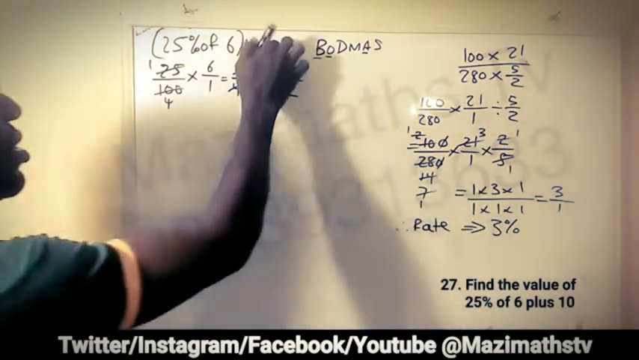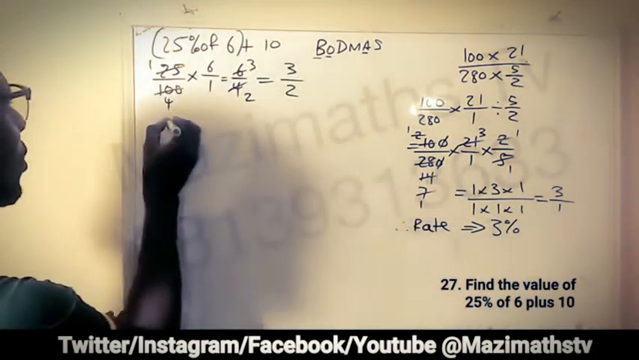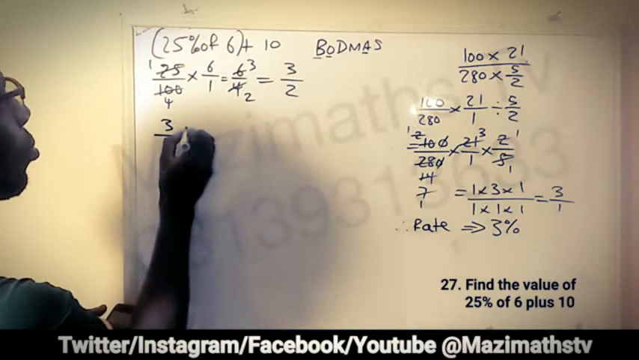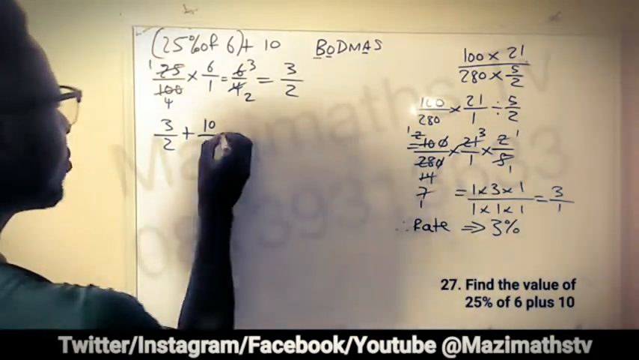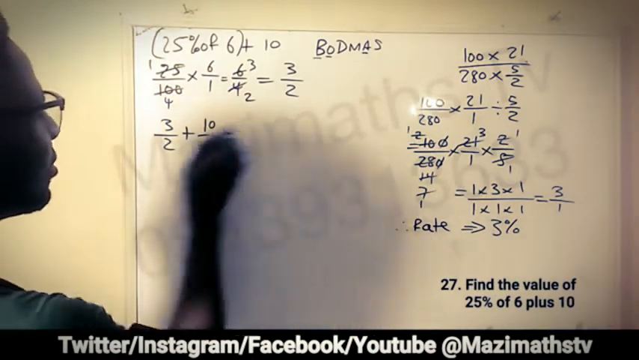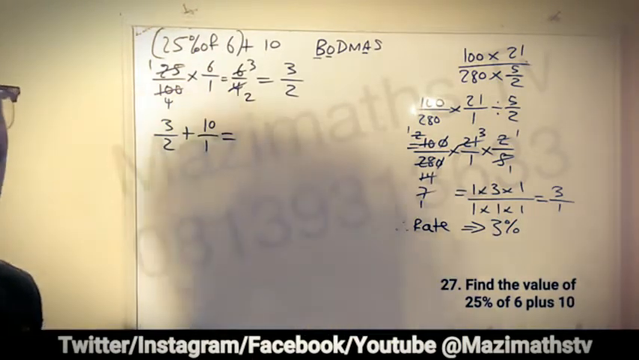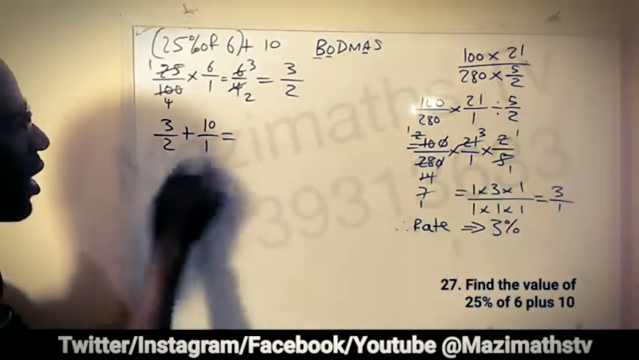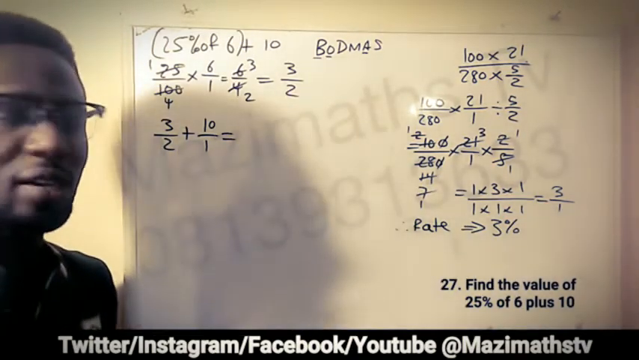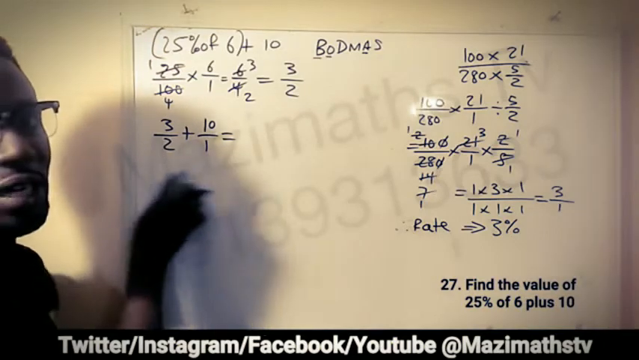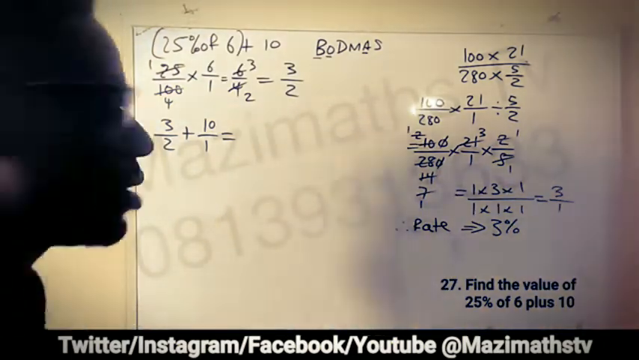Now let's add our answer to this 10 that we have outside. So we have 3 over 2 plus 10. You can put over 1 so that both of them can look alike. Now when you get to this one, I don't say 3 plus 10, 13, 2 plus 1, 2. No, that was wrong, okay? You need to find the LCM of the denominator. If you are adding fractions or subtracting fractions, you need to look for the LCM of the denominators, okay?